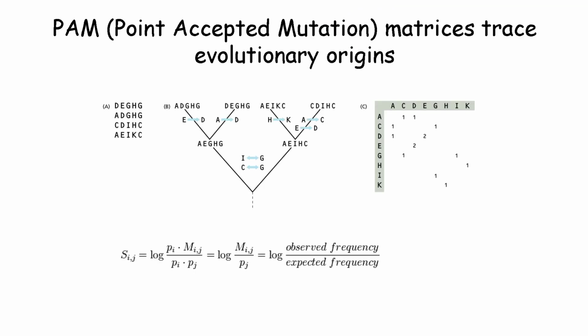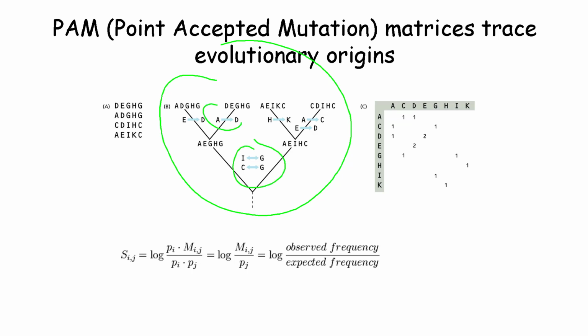PAM is another matrix that, like BLOSUM, starts with a dataset of pre-aligned sequences. But instead of looking at all pairs of characters in a column, it first constructs an evolutionary tree to identify more accurately which specific mutations have occurred. Using these mutation counts, it also uses log odds ratio to calculate a score.